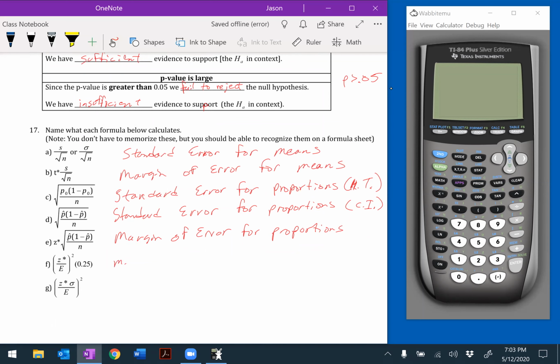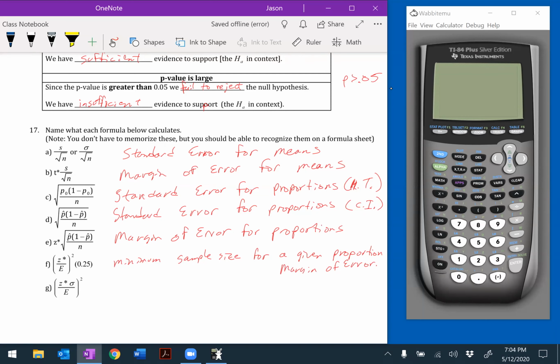Well, this is the minimum sample size for a given error. And this is for proportions, for a given proportion margin of error. We'll say margin of error, so we know which error we're talking about.